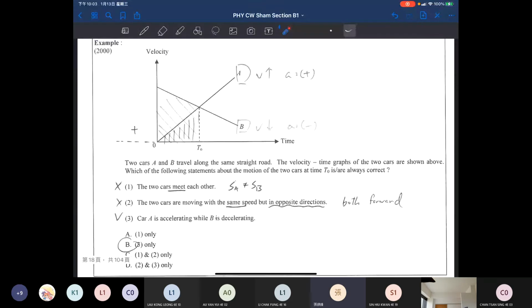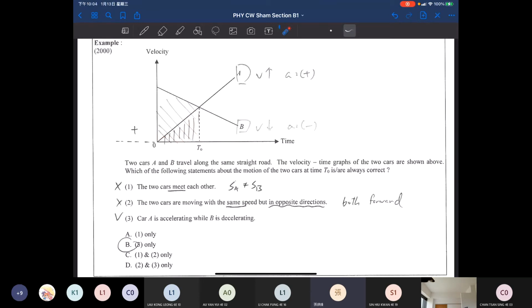Car A and B travel along the same straight road. The velocity time graph of two cars is shown above. Which of the following statements about the motion of two cars at t log is always correct? The two cars can meet each other at t log. Actually, this kind of question is very confusing because you normally mix it up with the displacement time graph. The main point of reading this kind of question is first you have to know which kind of graph you are looking at. This is a velocity time graph. So when we talk about whether they met each other, we are talking about the displacement they have traveled. For this one, it is the area under the curve.